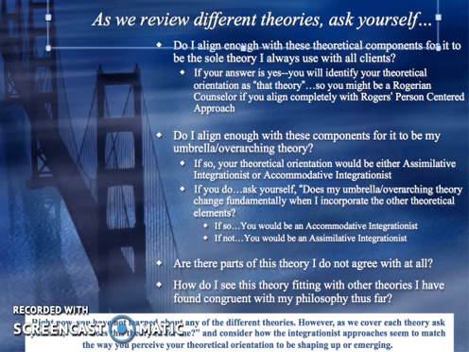But if your answer there is no, then you say, well, do I align enough with these components for it to be my umbrella or overarching theory? Can it be my core theory, but I think I need to pull in some other pieces? And if that's the truth, then when I pull in these other pieces, does it qualitatively change my core theory, or does it really stay in its strong form, so I can really see it there in its strong form? And then, are there parts of this theory that I just do not agree with at all? And how do I see this theory fitting with other theories that I've found congruent with my philosophy thus far?